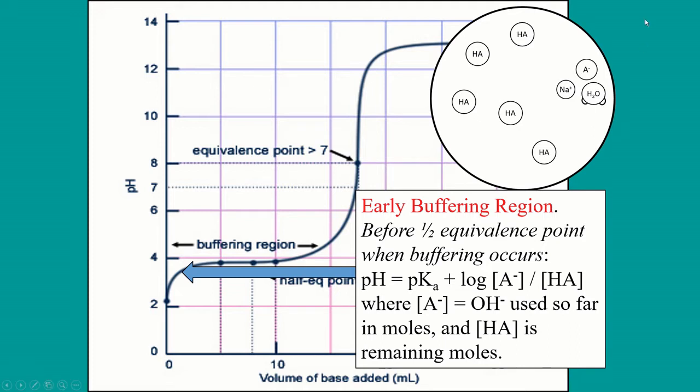What we're left with is sodium, which isn't going to do anything. It's an ion of an alkali metal; those aren't going to do anything in the solution. And then we don't count the water. So as we add in more sodium hydroxide, you can see that our concentration of HA is decreasing and our concentration of A minus is increasing. But notice we have HA and A minus in the solution. That is why it is called a buffer.